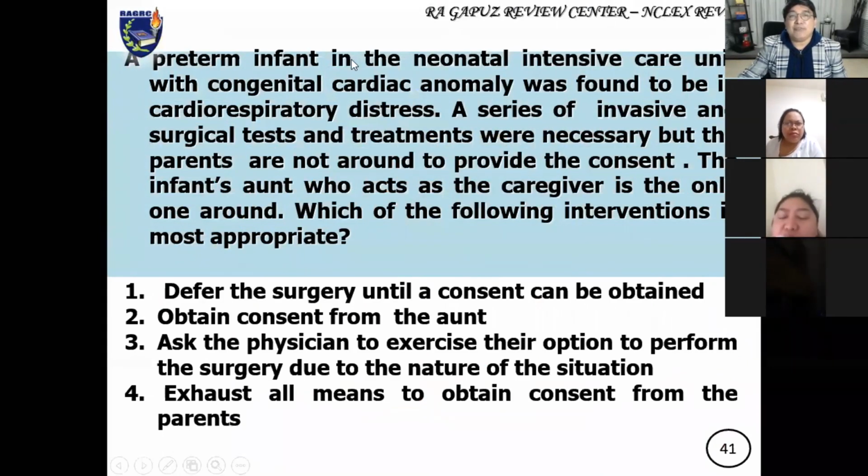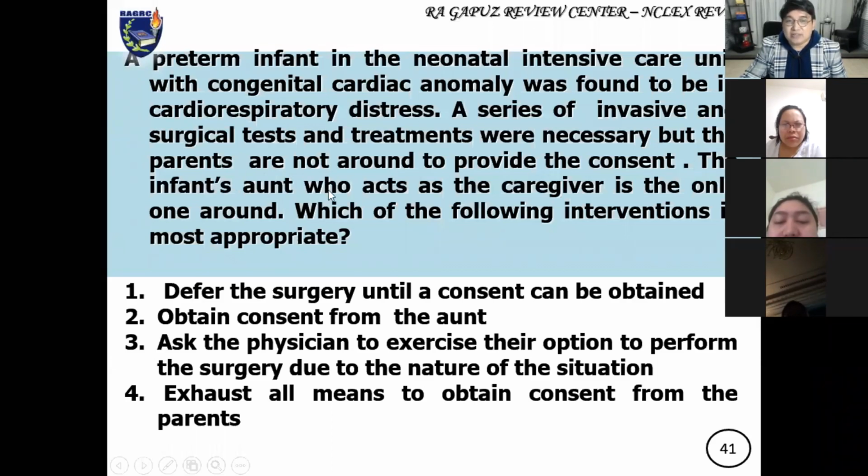A preterm infant in the neonatal intensive care unit with congenital cardiac anomaly was found to be in cardiorespiratory distress. A series of invasive and surgical tests and treatments were necessary, but the parents are not around. Here is the twist to the story. The parents are not around to provide the consent. The infant's aunt, who acts as the caregiver, is the one around. Which of the following interventions is most appropriate?